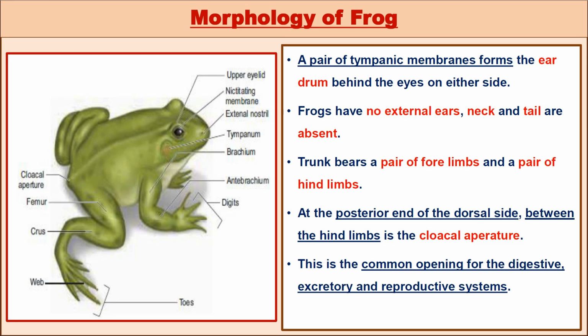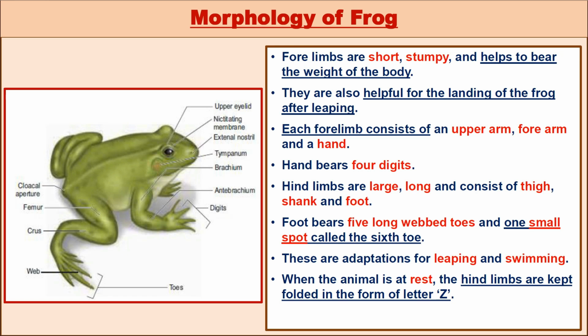A pair of tympanic membranes forms the external ear and they lie on either side of the eyes, and they do not have external ears, neck or tail. The trunk bears two pairs of limbs, a pair of forelimbs and a pair of hind limbs. At the posterior end of the dorsal side they have their cloacal aperture, and this is a common aperture for the digestive system, excretory system and reproductive system.